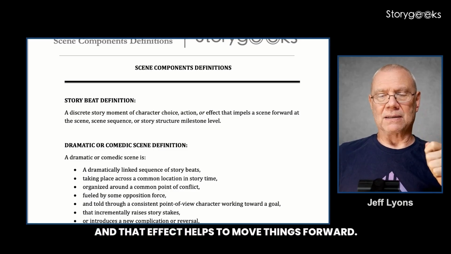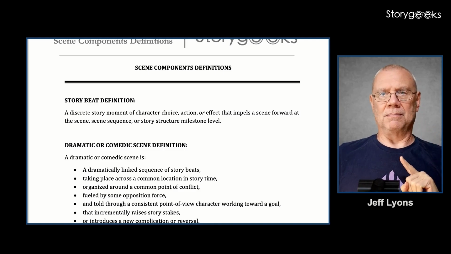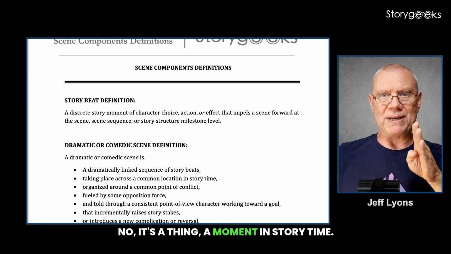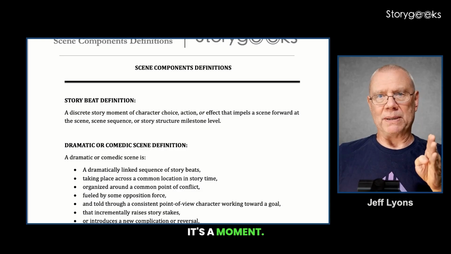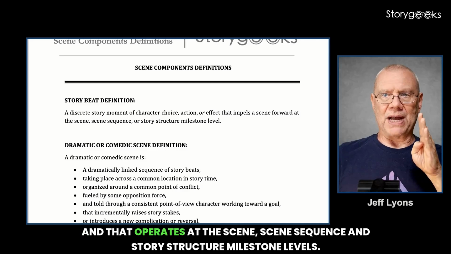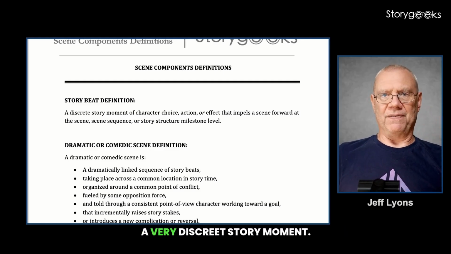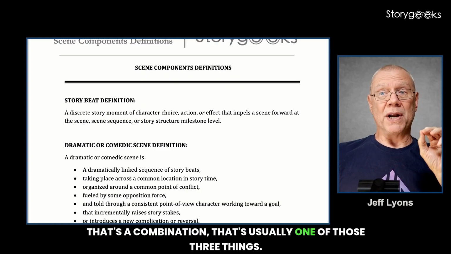And that effect helps to move things forward, but it is an instance of. It is not, again, a laundry list of consequential events. No, it's a thing, a moment in story time. How long is a moment? It's a moment. And that operates at the scene, sequence, and story structure milestone levels. We're going to talk about all of that, but that's what a story beat is. A very discrete story moment. That's usually one of those three things.